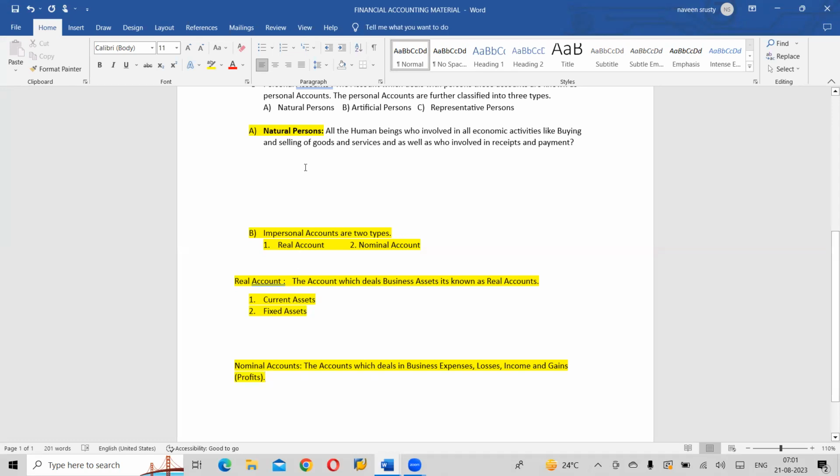Clear? We know natural persons and artificial persons, which we already discussed, and another type, impersonal accounts: real and nominal. The nominal account deals with expenses and losses, right? Again, here I'm using the two terms, expense and loss. What is the difference between these two? Purchasing any goods for the business comes under expenses. Okay. Then what is loss?